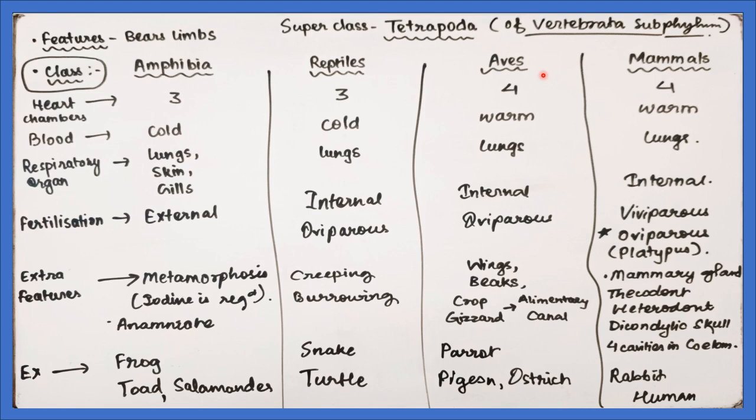Respiration occurs by lungs provided with air sacs. RBCs are nucleated. Forelimbs are modified to wings and hind limbs are modified for walking, swimming and perching. Hind limbs bear claws and scales. Teeth are absent and upper and lower jaws are modified into beaks. Fertilization is internal and they are oviparous. They also have the presence of crop and gizzard, specific features in the alimentary canal of birds. Examples: parrot, pigeon, ostrich. The next and last class is Mammalia, mammals.